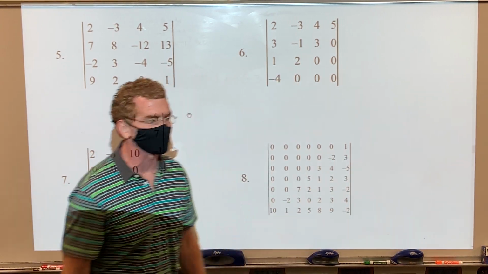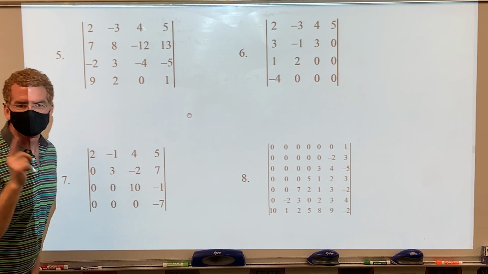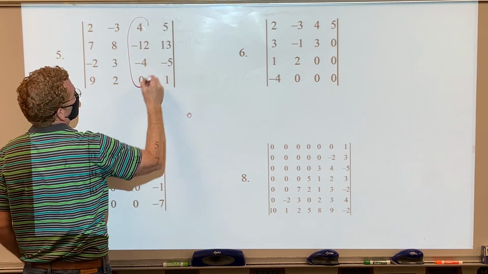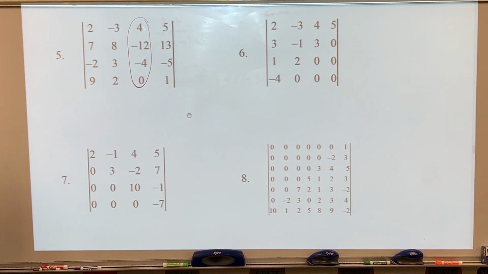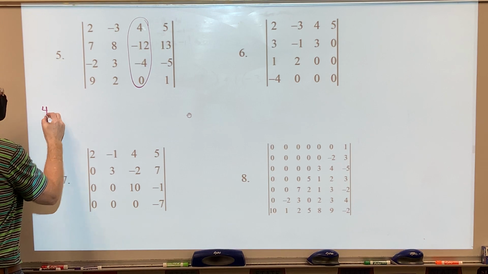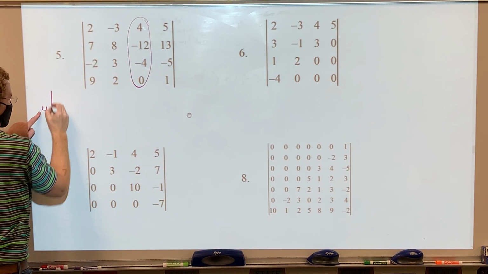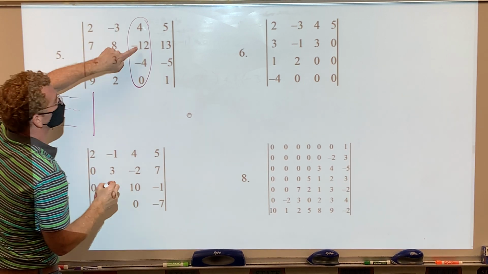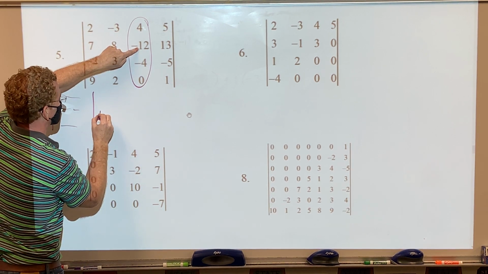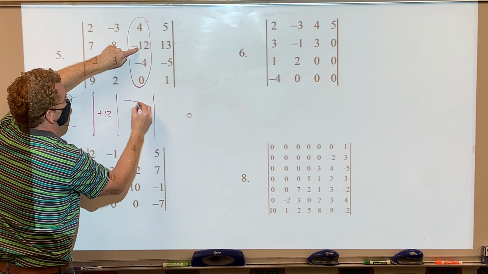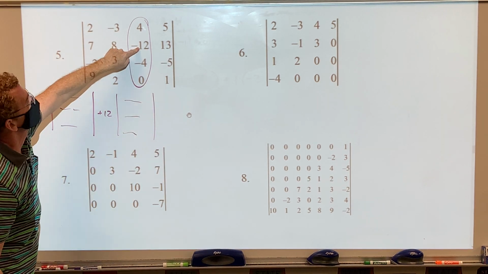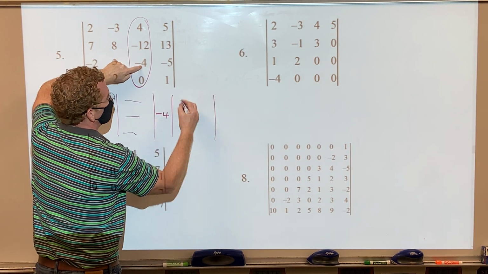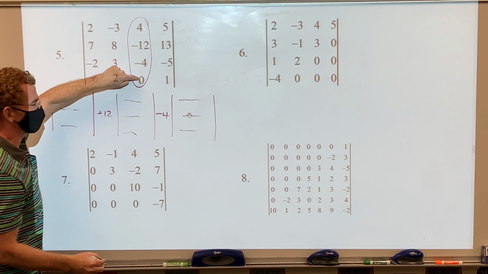Now, I might say set it up. Guys, by the way, if I say, hey, set up what you would do with expansion by minors, and I give you a column, maybe I say third column, then I need you to go, all right, 4 plus minus plus, 4 is in a plus spot, times its minor, and fill it in. And then change the sign of the negative 12 times its minor and fill it all in. You go with me? And then keep the sign of the negative 4 times its minor and fill it all in. And then you can ignore the 0.